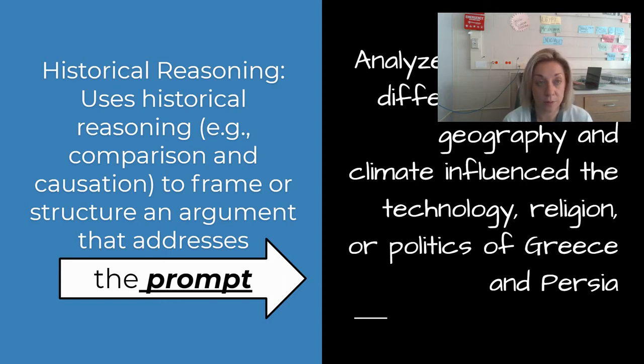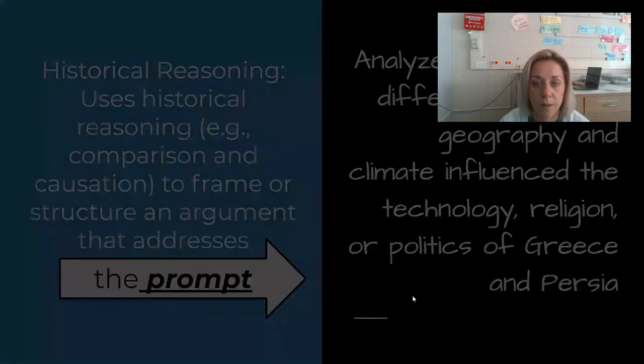You are then going to write about those similarities or those differences about Persia and Greece, right? So, Persia and Greece both were influenced by their geography in technology. Or, geography influenced the religion of Persia and Greece differently, right? You are choosing a similarity or difference, and then you are connecting it to how geography influenced one of these categories.